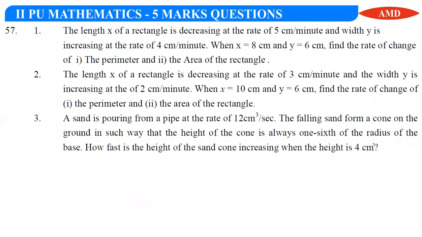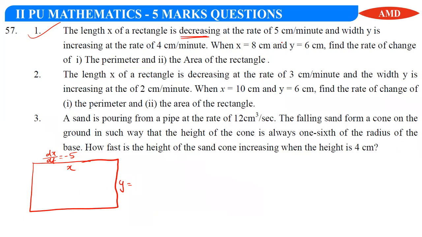Okay. Moving on to the 57th question from application of derivatives. Let me try the first question here. They are actually simple questions, but students might find it difficult. So here we have a rectangle. So the length is equal to x, let me call it as, and the width is y. Here it is said x is decreasing. That means the rate of change in x with respect to time is decreasing, that is -5. Since it is decreasing, I'll write it as -5 centimeters per minute.